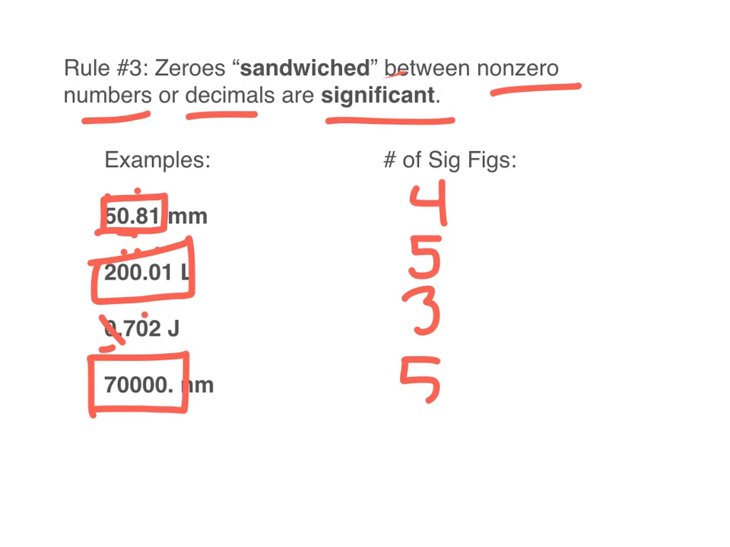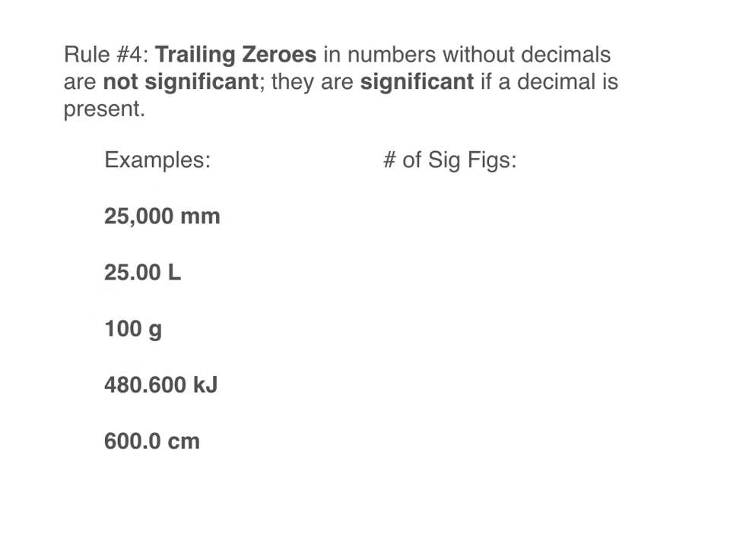Every single one of those is significant because it says zeros that are sandwiched between non-zero numbers or decimal points. And so that little decimal point, which I tried to point out, and it doesn't really look like I'm pointing it out very well, but that little decimal point right there, that makes all the difference. All right, and so here is rule number 4, the one that causes people the most problems.